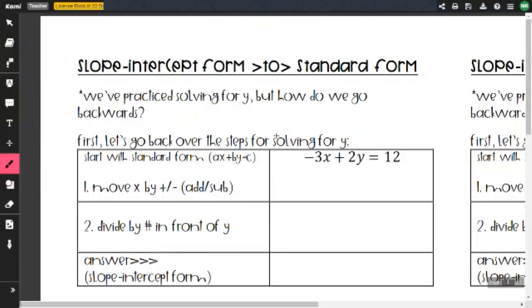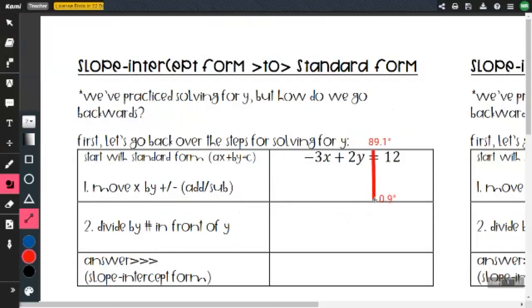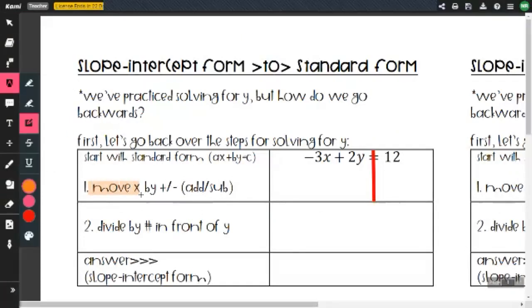First, let's go back over the steps that we take in solving for y. So the first thing you always want to do is you want to move x. And you want to do that by either adding or subtracting. So I have a negative 3x right here. The opposite would be to add 3x.